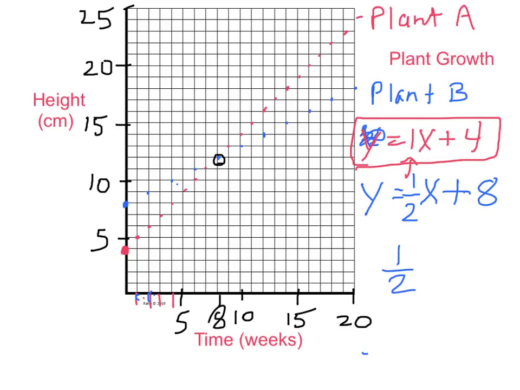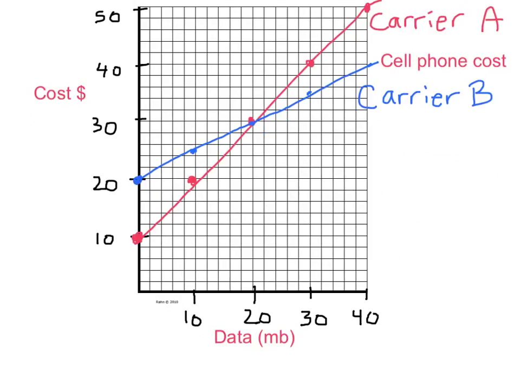All right, let's go to our last graph. Here we have two cell phone carriers. And so this graph shows the cost in dollars per month for cell service. And it looks like our x-axis is going to be the data in megabytes. Okay, and the y-axis is the cost. Okay, so let's go ahead and write the rule for carrier A. All right, so the initial cost before any data is used up for carrier A is right here. It's $10, so that's a plus 10.